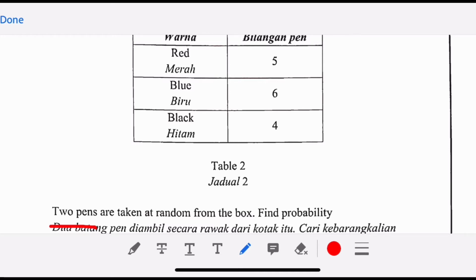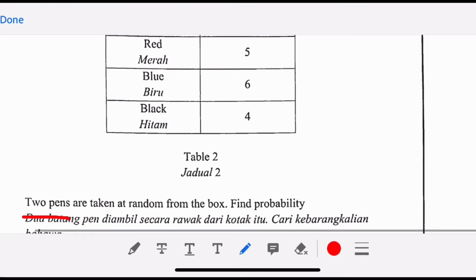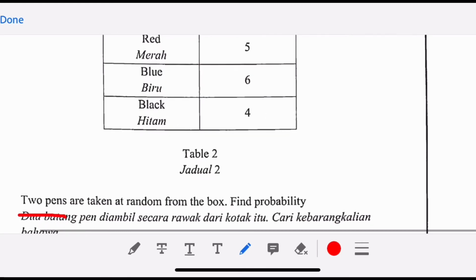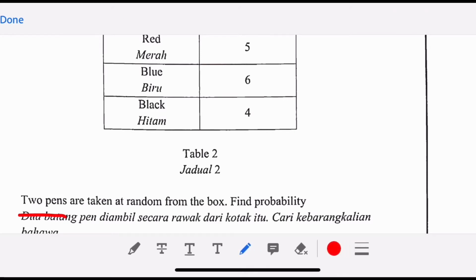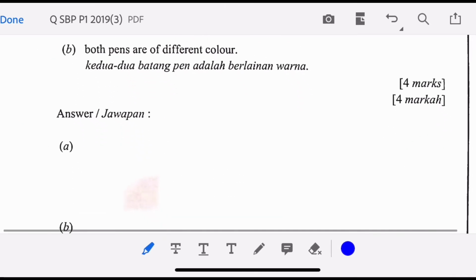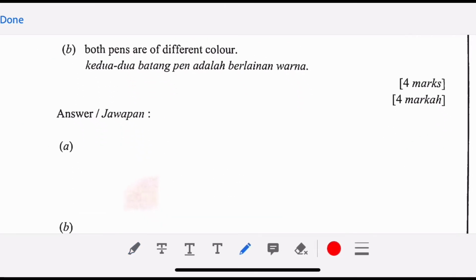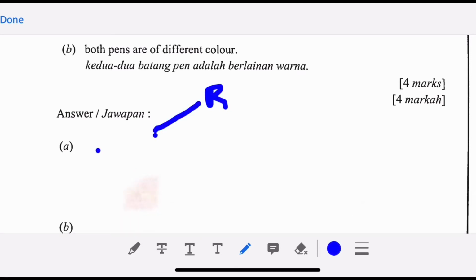So now we want to choose two pen. Okay, two pen. When you choose two things at the same time, two pen will be taken at random from the bag. So you're asked to find the probability for choosing the same color and different color, right? So let's see the question. Yeah, you have to find both pens are same color and both pens are of different color. So now we try to figure out how to do by drawing a tree diagram.